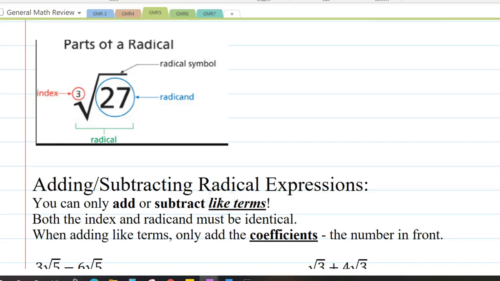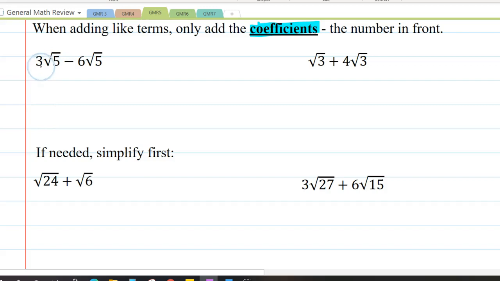Now, if we're going to add and subtract radical expressions, you can only add or subtract like terms. Well, what are like terms? Like terms have the same index and the same radicand. Those are the only ones that you can combine. Well, what can you combine if those are the same? You only combine the number in front. We call that the coefficient, the number in front of the variable. So if I look at the top left problem, 3 square root of 5 minus 6 square root of 5. The coefficients are 3 and 6.